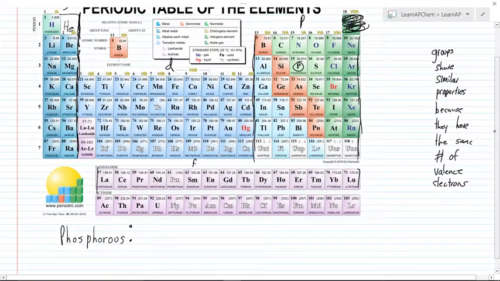Now what we want to do to find this is we're going to start at the top left, snake our way across until there's nothing in that group, and then jump down a row on the left and continue to do the same thing. And we're going to keep doing that until we hit our element here, phosphorus. So here we start from the top left and we go across.